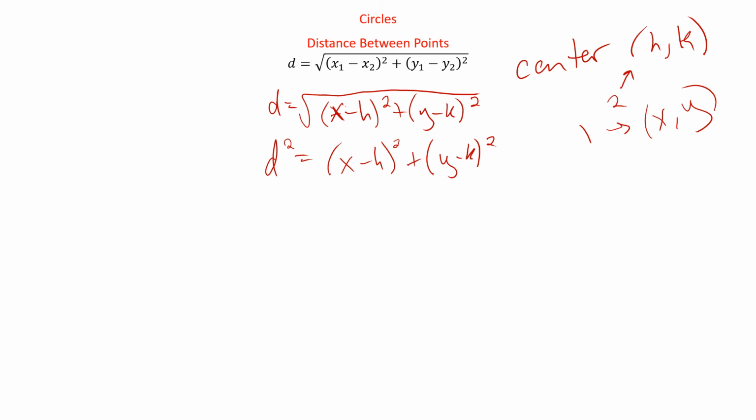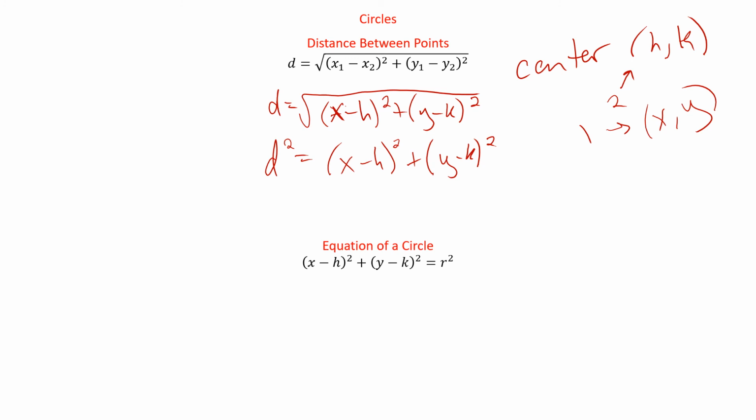Now we usually have a name for that distance from the center of a circle to the edge. We call it a radius. So as opposed to using d, we could use r for the radius, and we end up with the equation of a circle. (x minus h) squared plus (y minus k) squared equals r squared. It comes directly from the distance formula. It's exactly what it is.